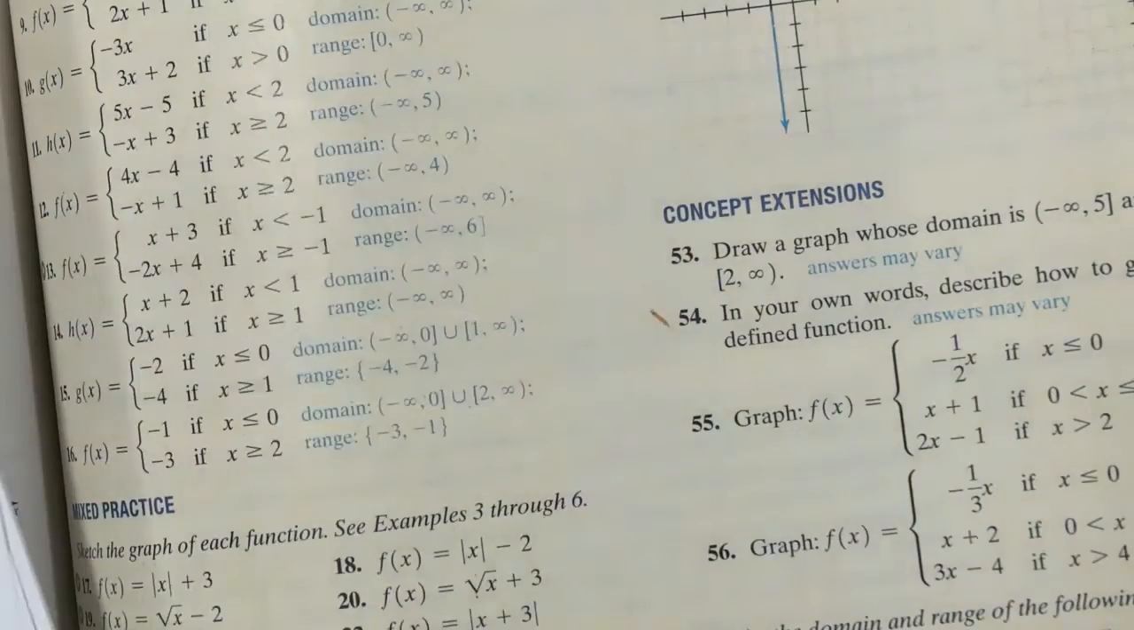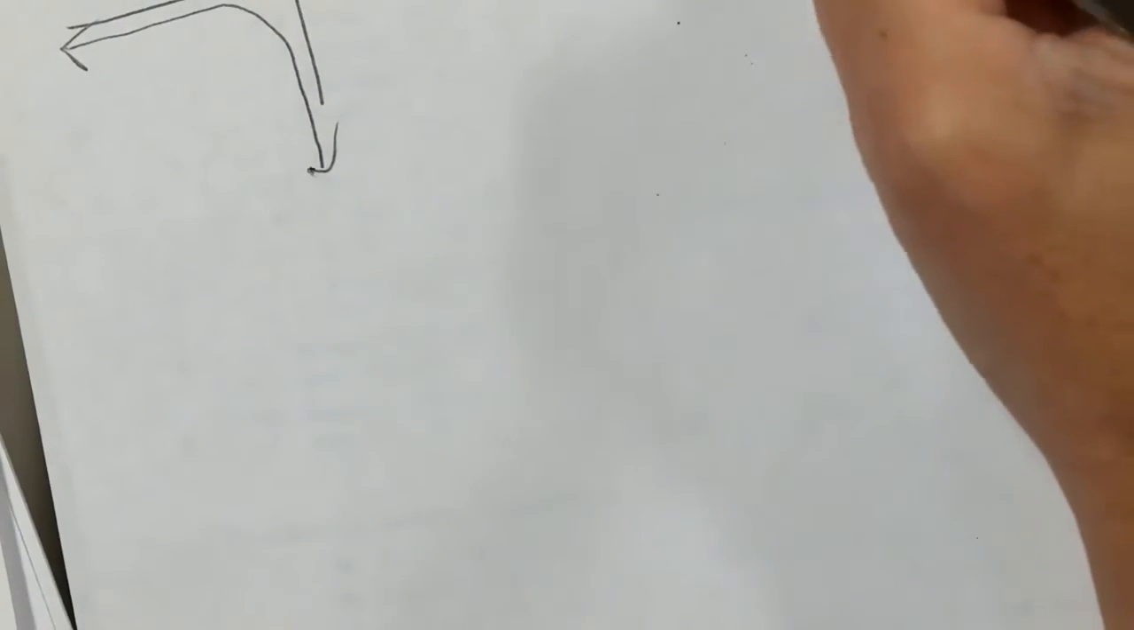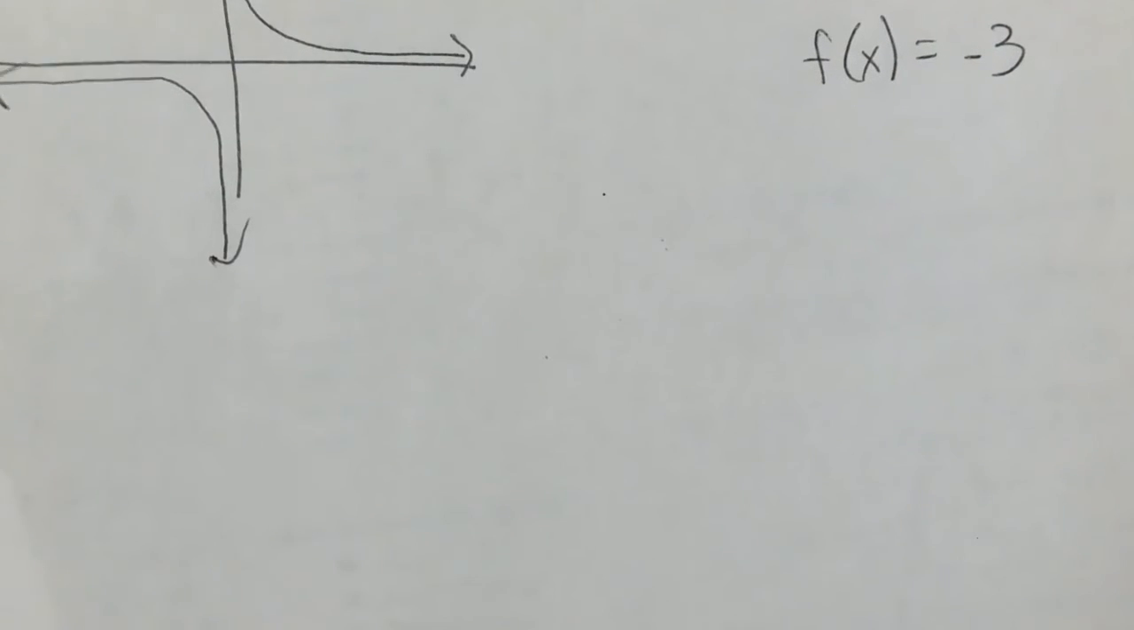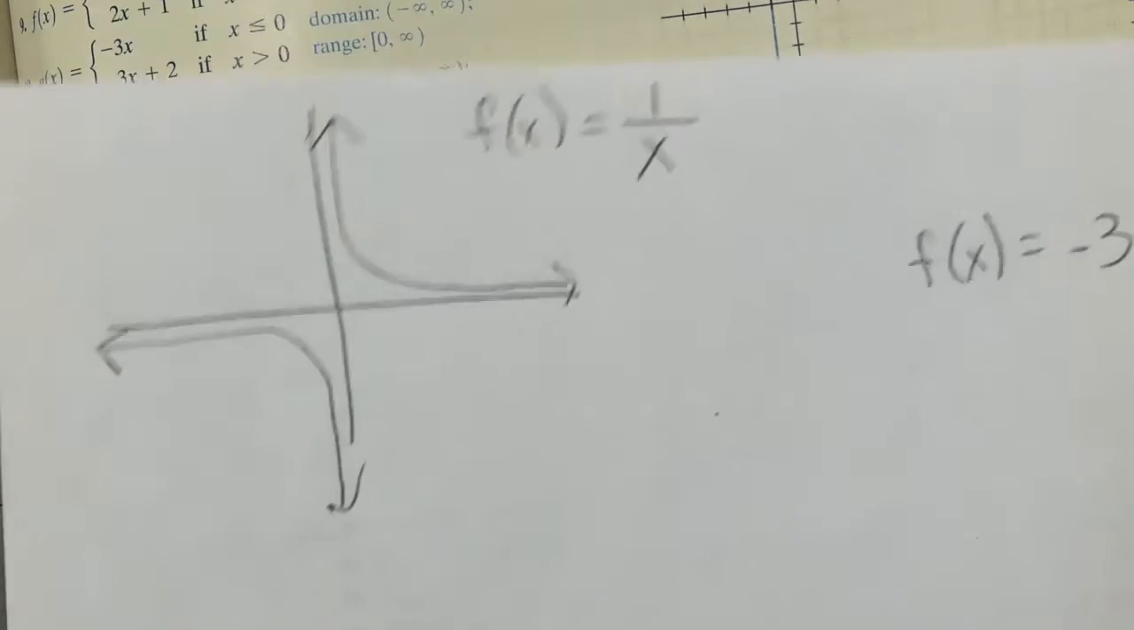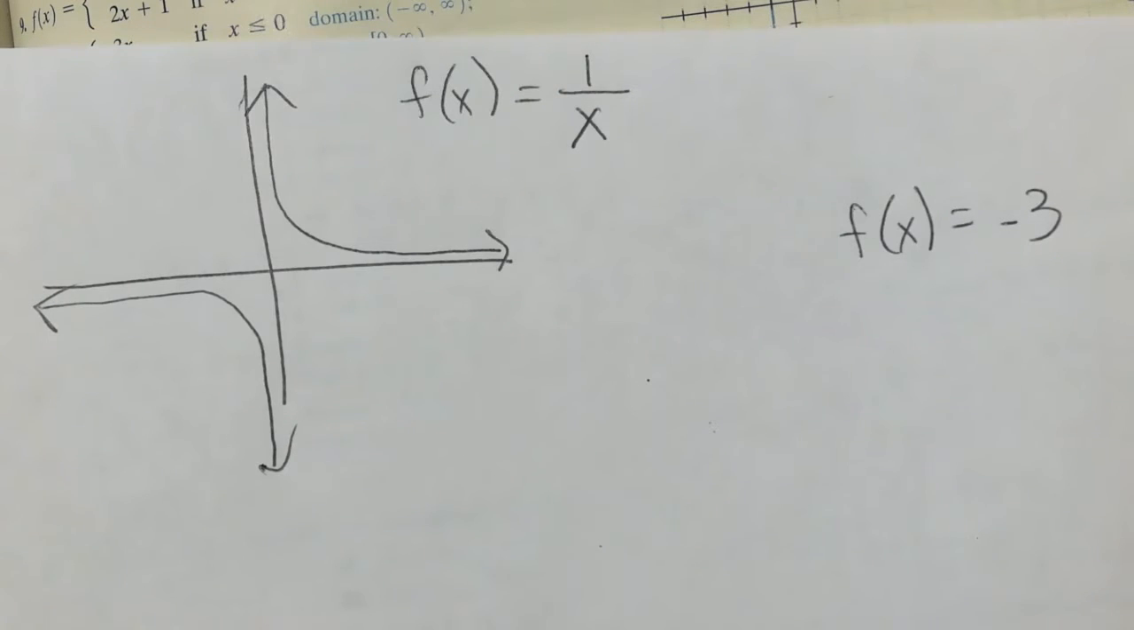Oh, I know one we didn't do. What if you have f of x equals like negative 3? Well, you can't even see what I wrote. There we go. Okay. Oh my goodness. There we go. It's backwards in the camera.